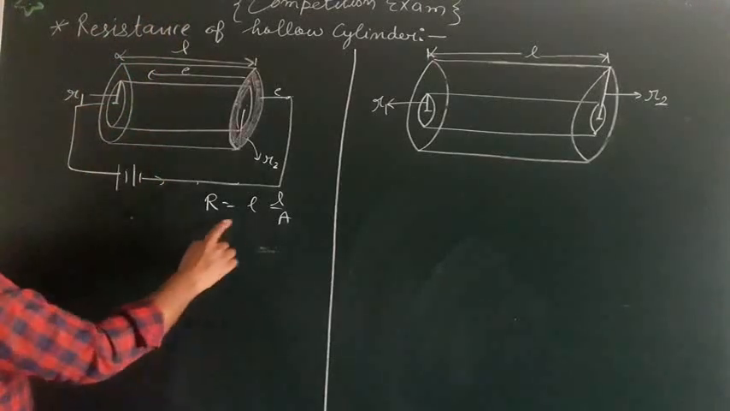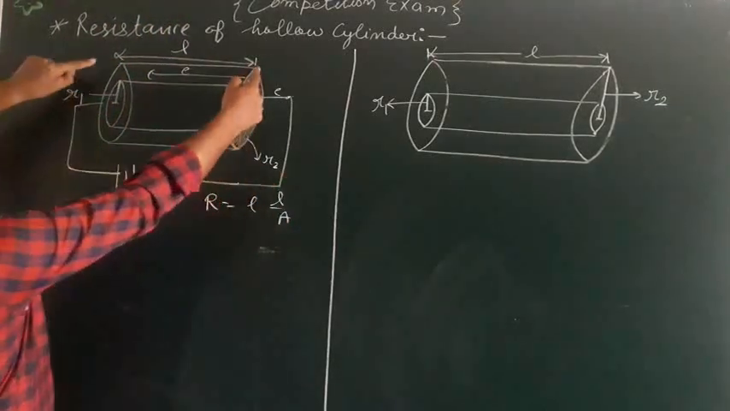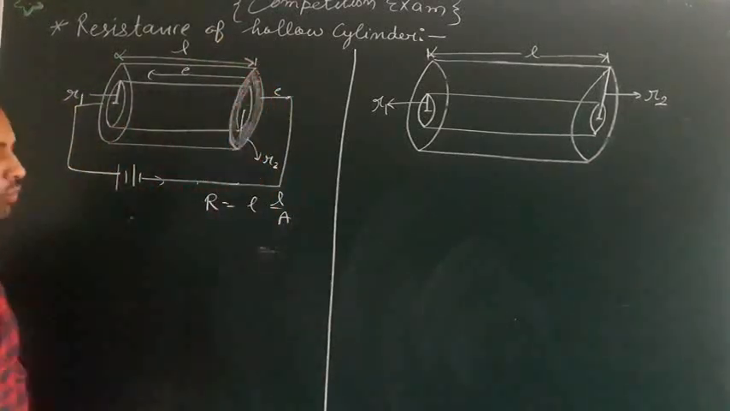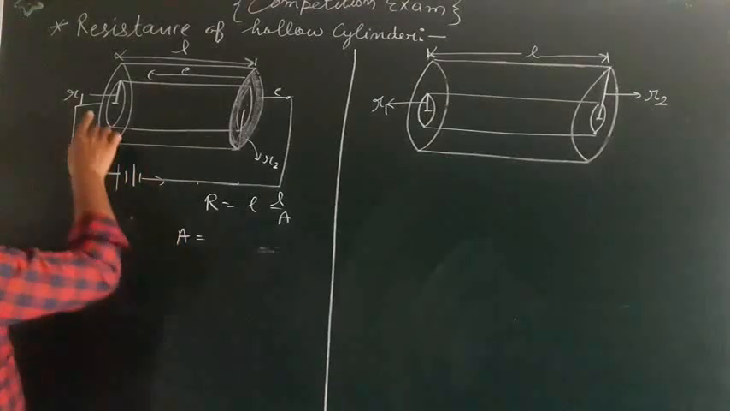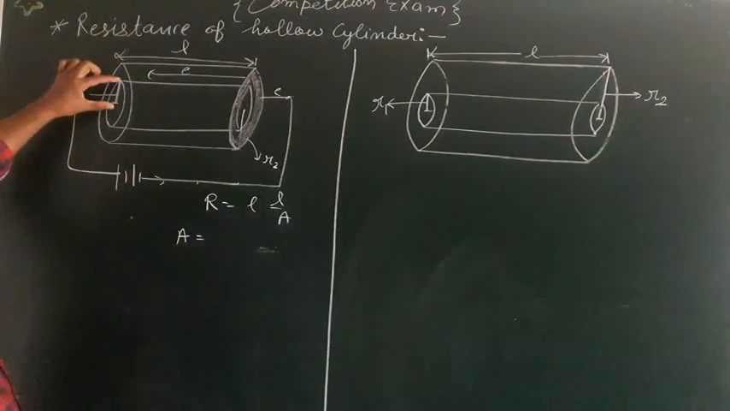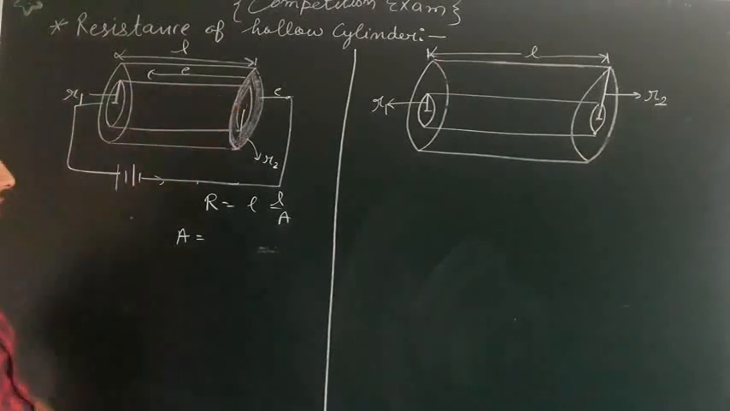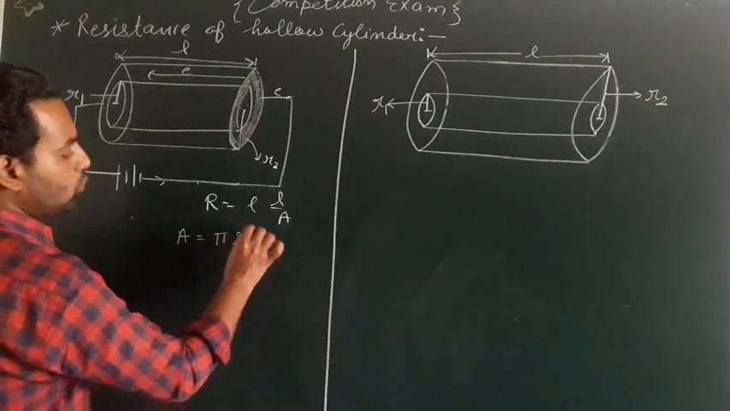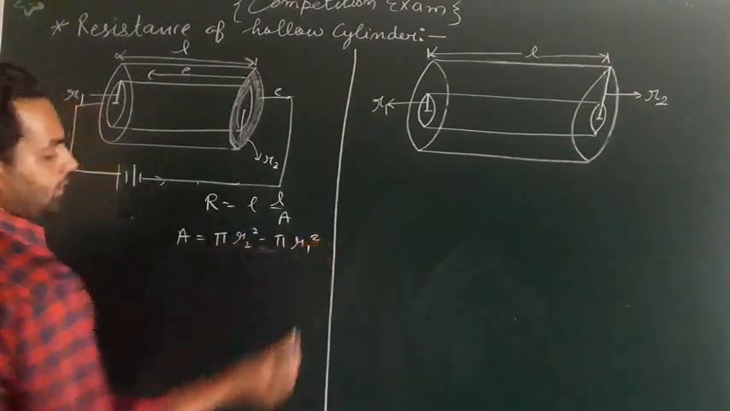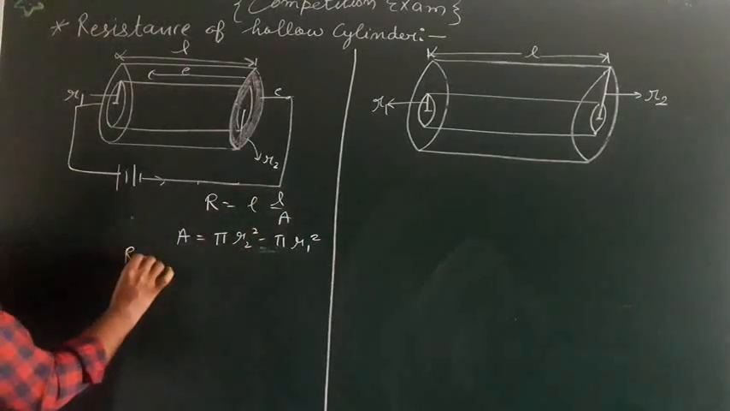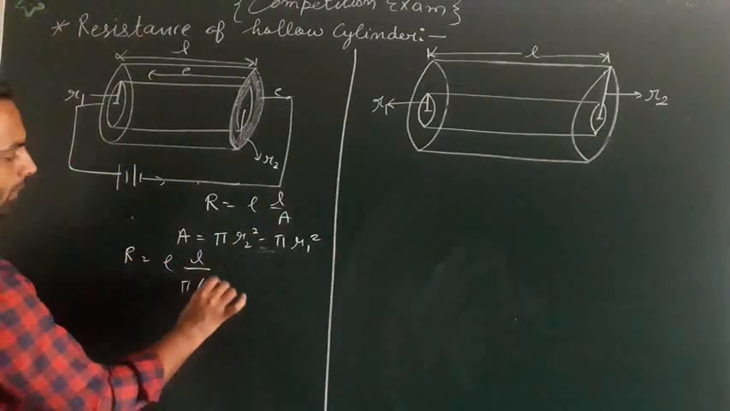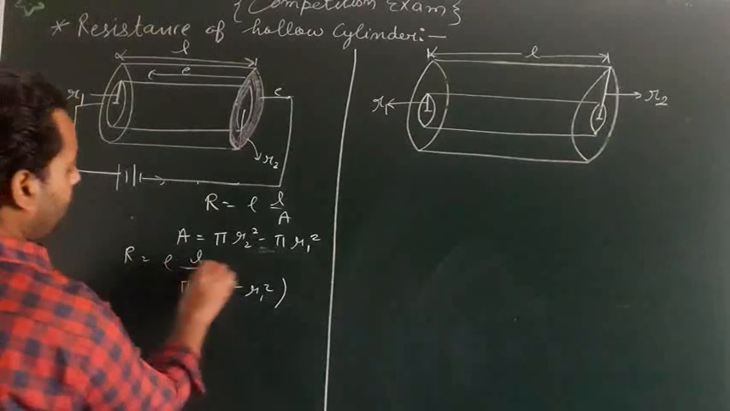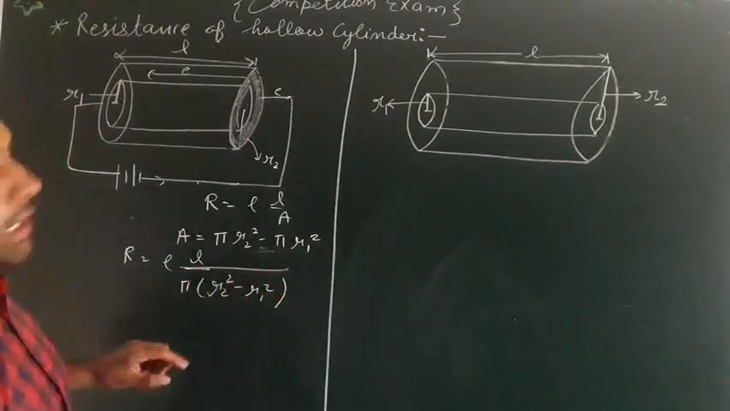We know that R is equal to rho L by A. L is the length of the cylinder, and the area is this. If R1 is the inner radius of the cylinder and R2 is the outer radius, what is the area through which electrons are moving? That area is equal to pi R2 squared minus pi R1 squared. Putting it in, R is equal to rho L by A, taking pi common, pi times R2 squared minus R1 squared. So this is the method to find the resistance of a cylinder.